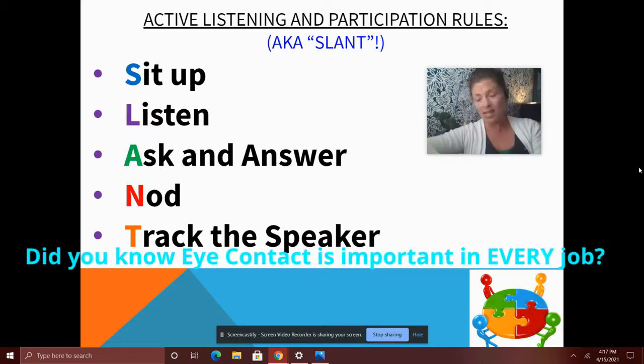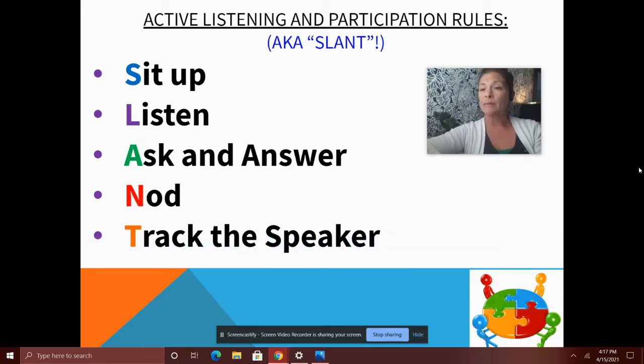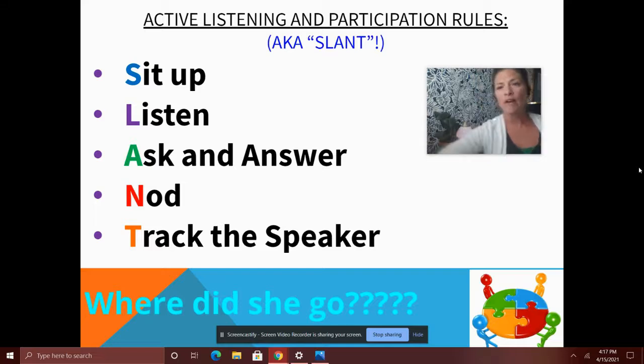And then track the speaker, because eye contact is really important. It's actually part of our state standards. Your ability to show your understanding when someone is communicating, to analyze it, and then to verbalize it. So track the speaker. That means if I'm over here, your eyes got to follow me.